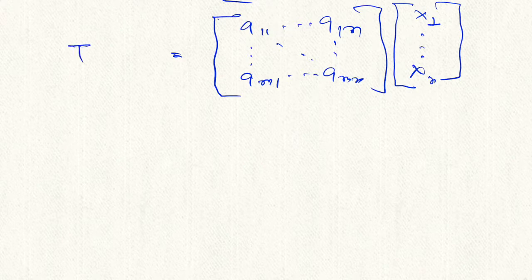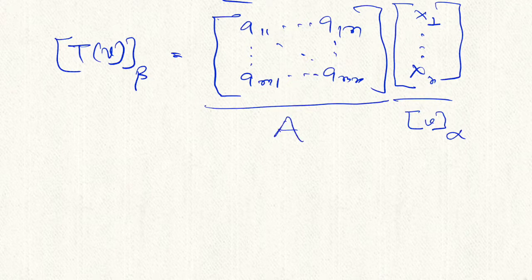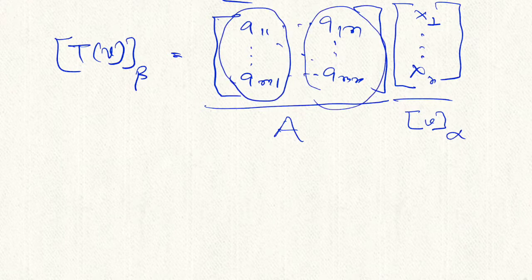Okay, and this is what? This is T(v) with respect to beta. And what is this? This is v with respect to alpha. So this is the matrix of the linear transformation, A, and we want to characterize its columns. What is the first column, what is the second column, and what is the nth column? So we want to identify each column.